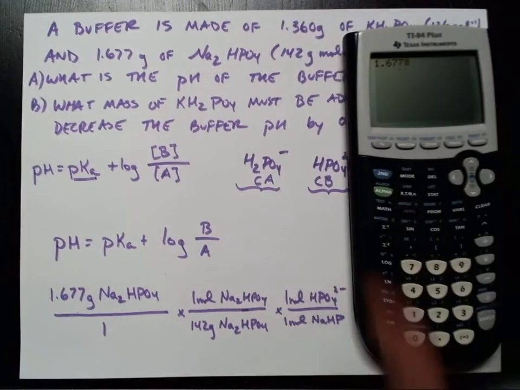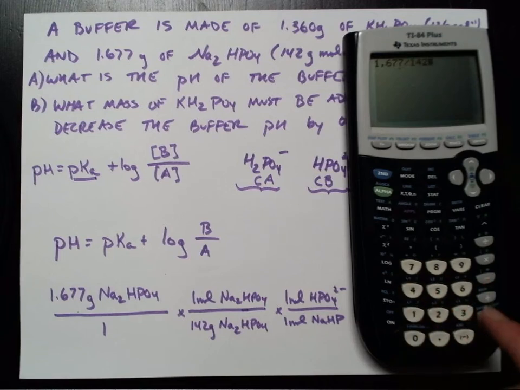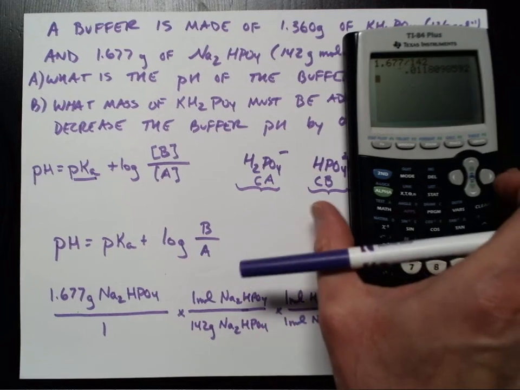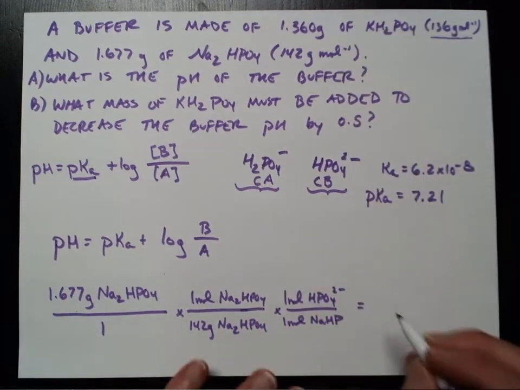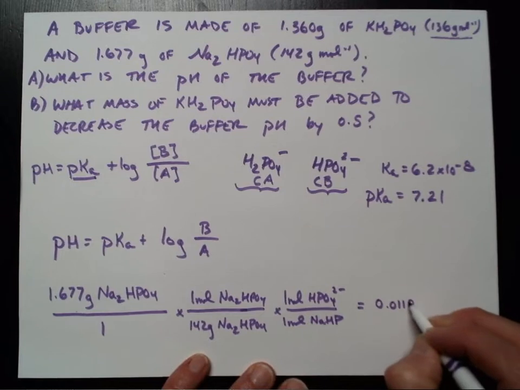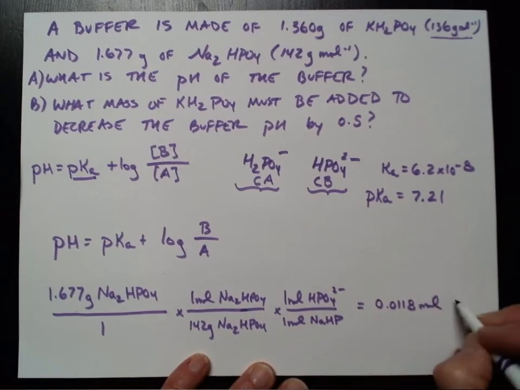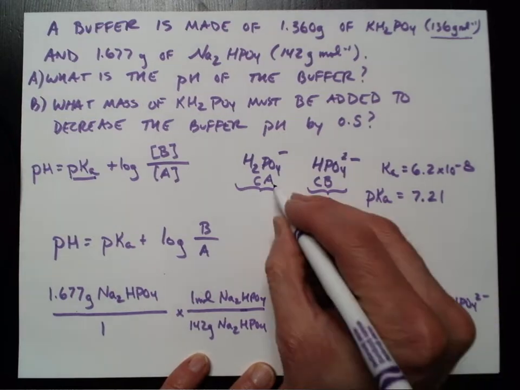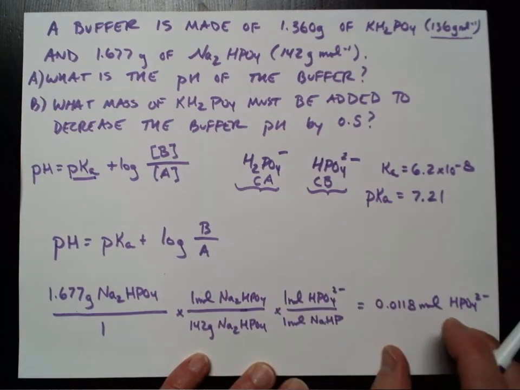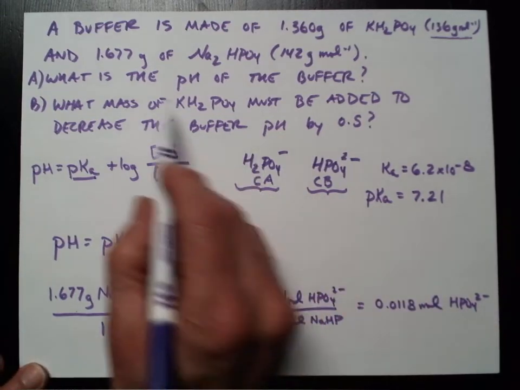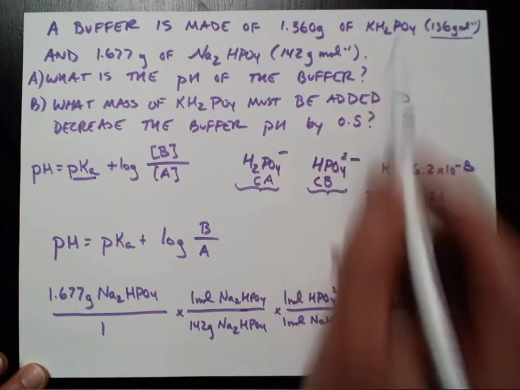Let's see what that comes out to. 1.677 divided by 142. 0.0118 moles of the stuff. Let's see, that's going to be the HPO4 2-. That's my conjugate base. That's this, so that's going to go on the numerator. Now let's do the same thing for the acid.